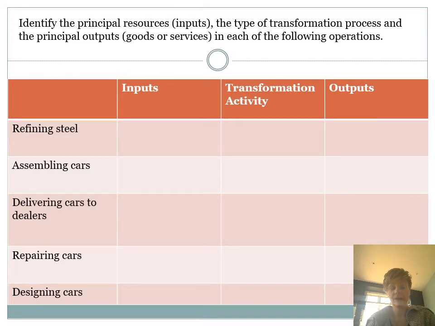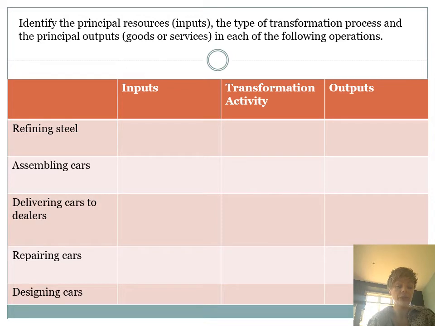Using the chart on your handout, can you identify the resources? So write down the inputs, write down the type of transformation activity or process, and write down the finished good or service in each of the following operations. So for the first one, refining steel, you might have identified such inputs such as materials, energy, machines, equipment, building, and people. For assembling cars, the inputs used by a car assembly plant include the raw materials, the components needed to build the car, equipment, building, labor, and energy such as electricity.